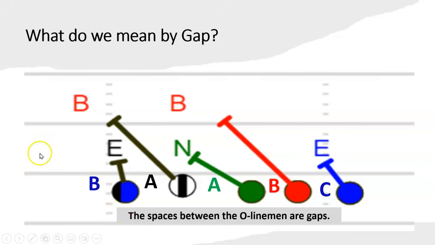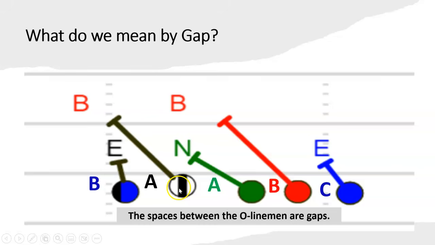So in gap down backer, the blue guy, which in this case would be the tight end, is responsible for the C gap. That's the gap he looks in first. And then the red guy, the tackle, is responsible for the B gap. Green guy, the guard, get that green G, guard G, is responsible for the A gap.